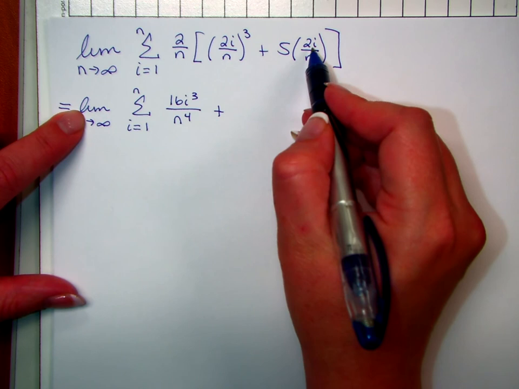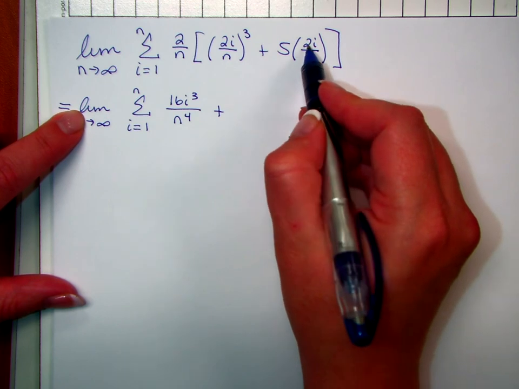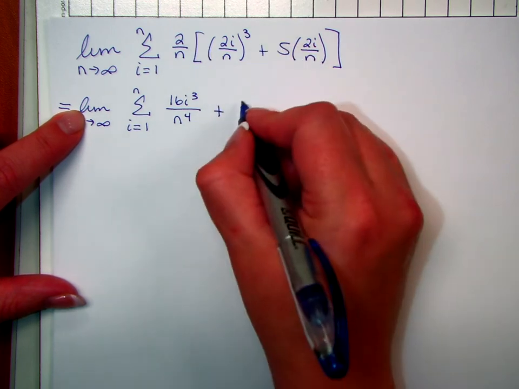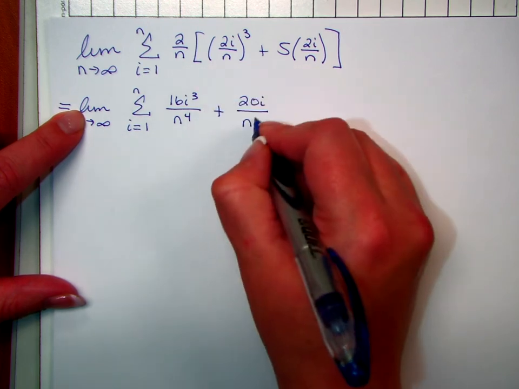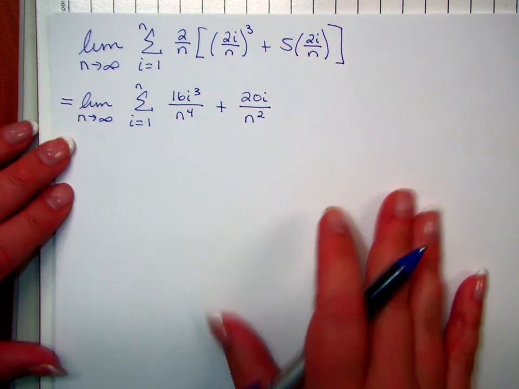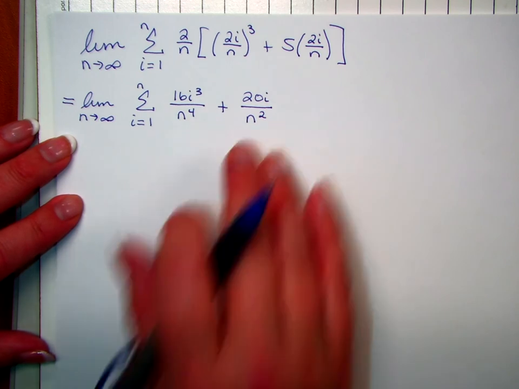All right, we're going to get 10i over n here. 10i times 2 is 20i. n times n is n squared. Right? So if I multiply it all out, this is what I'm left with.